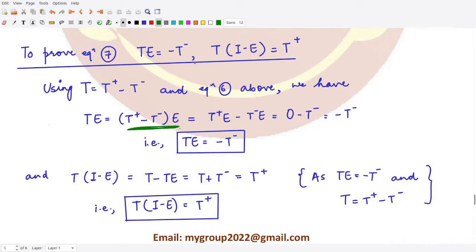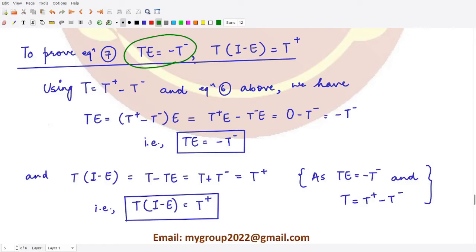So when you open up these brackets, you have T positive E minus T negative E. You know from the previous part that T positive E is equal to 0, and T negative E is equal to T negative. So we have 0 minus T negative, which is nothing but minus T negative. That means we obtain Te equal to minus T negative. So this is the proof for the first equation.